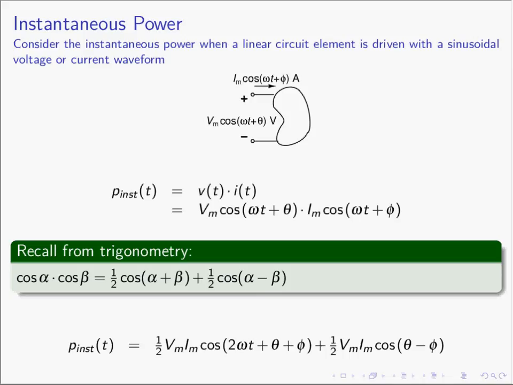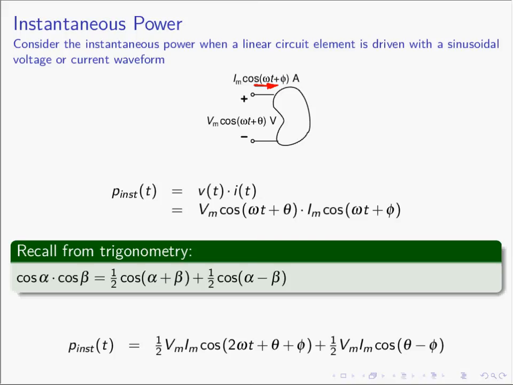So today we're going to dive into the concept of power in AC or sinusoidal circuits, because there are some subtleties there that we really need to make sure we understand. In this particular example, we're going to have our generic linear circuit element. It's going to have a current forced into it of Im cosine(omega t plus phi). So it's got a generic amplitude Im, the frequency of operation is omega, and of course there could be a phase shift, we'll call it phi.